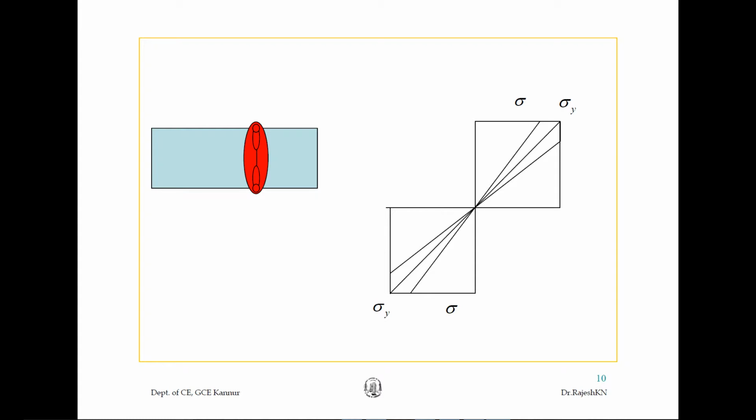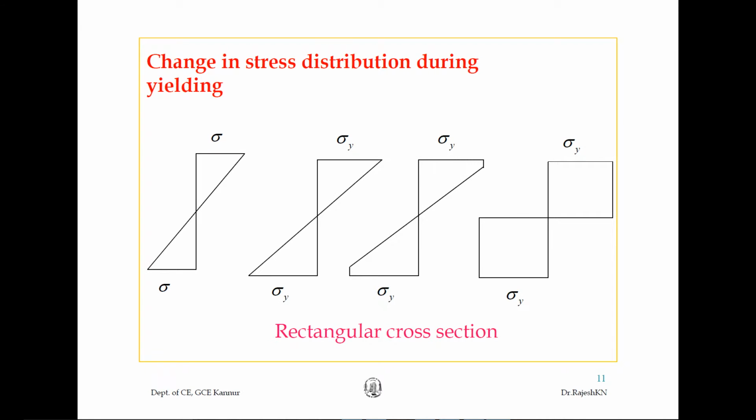At the point of yielding, the stress diagram will be triangular at the top and triangular at the bottom, meaning that one side is showing compression and one side is showing tension. Now as the moment increases, stress increases, and the diagram tends to become rectangular from both sides, from the compression and tension side. This is showing that the stress is increasing, the strain is increasing, and the diagram becomes like we have seen here.